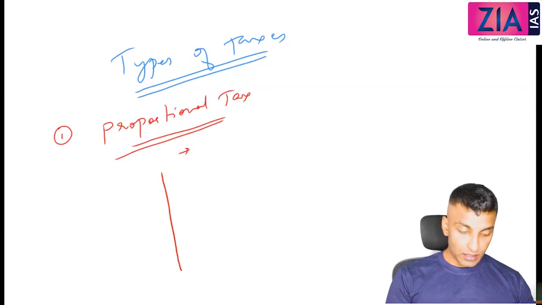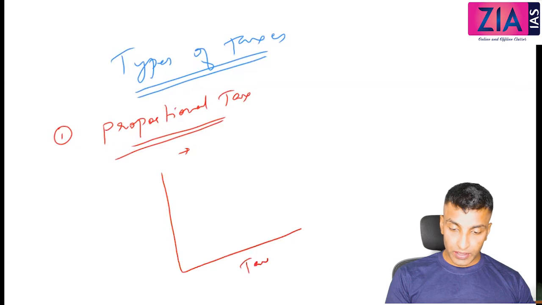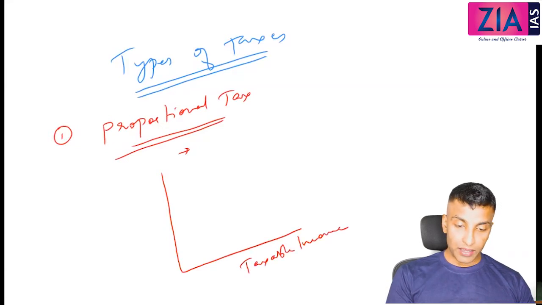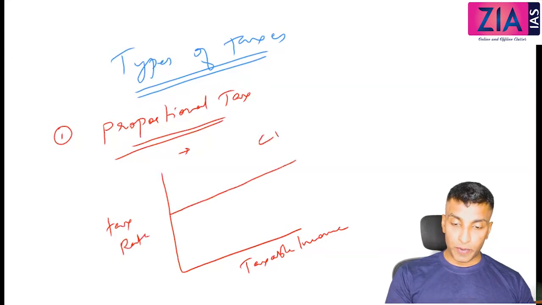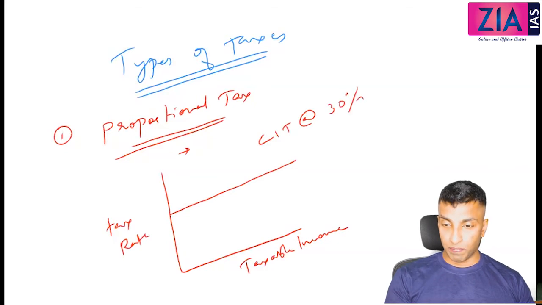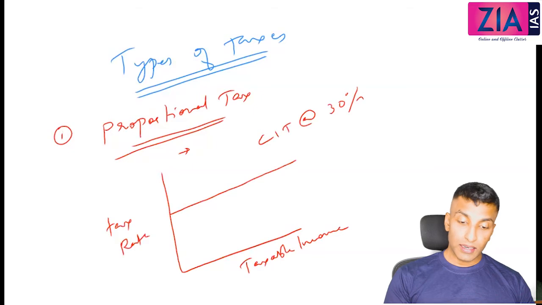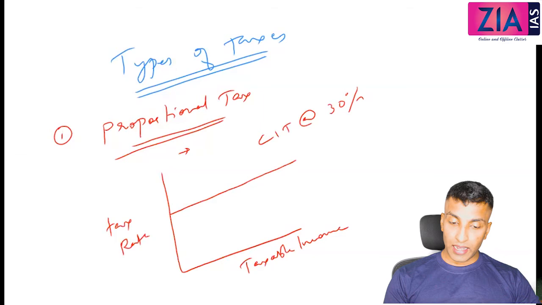So it will go like this. Here taxable income, and here it is tax rate. So the tax rate remains the same. For example, let's say flat corporate income tax at 30%. It doesn't matter what your income is, it will be flat. For all income, the tax rate will be the same. That is what proportional tax is. So for 1 lakh, 2 lakh, 3 lakh, the tax rate remains the same.